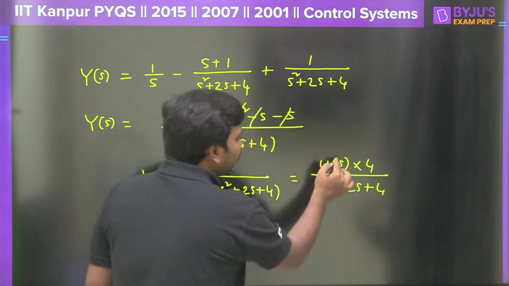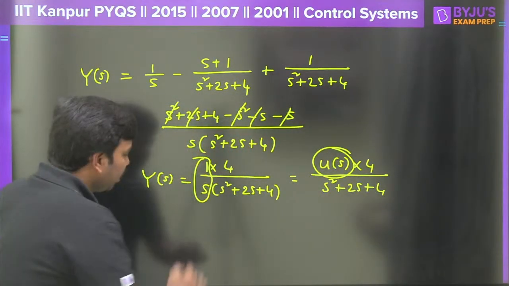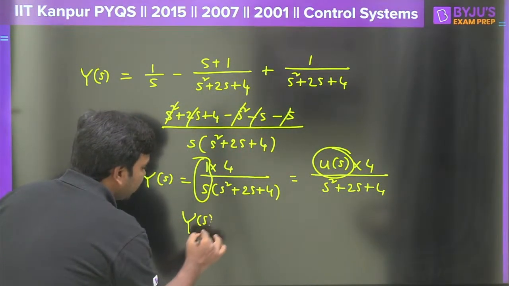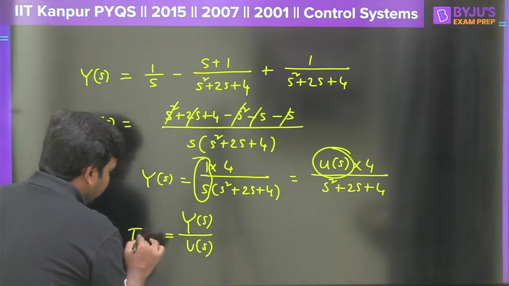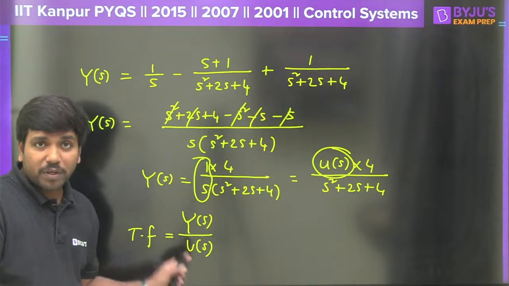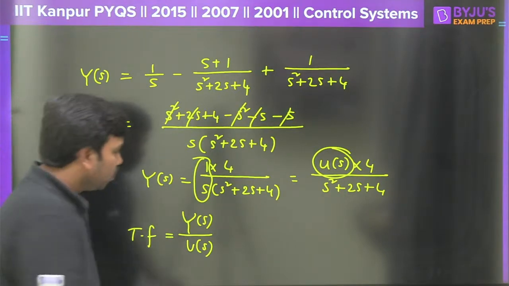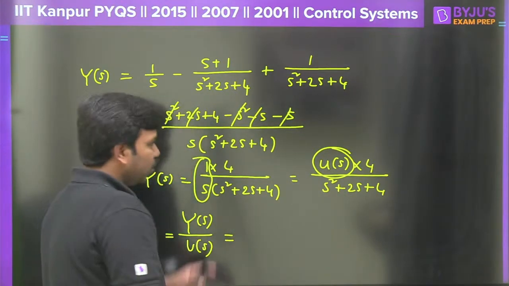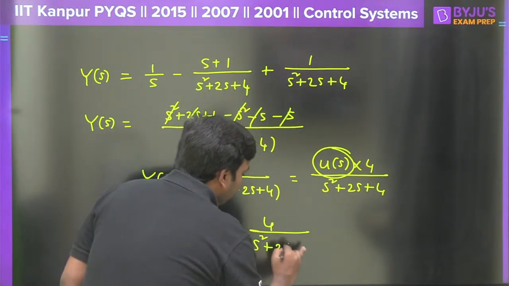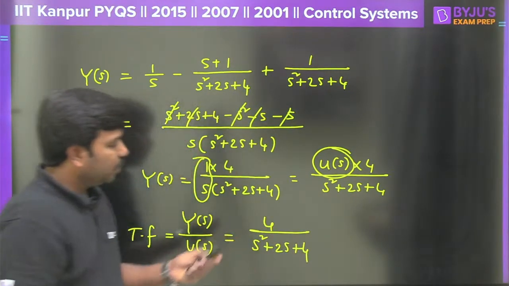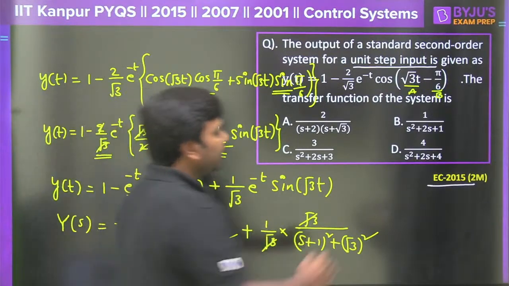Now you can take this u of s to the left side, right? So then it is going to become y of s divided by u of s, which is considered as a transfer function, and u of s is actually nothing but the unit step input here. Clear? So y of s by u of s can be written as 4 divided by s square plus 2s plus 4. Clear? What would be the answer here? Option D is the correct answer here.